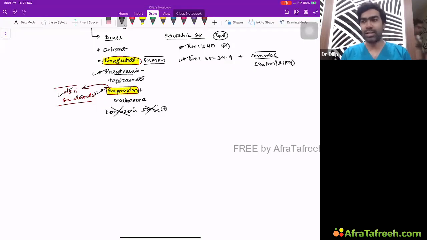A very common bariatric surgery that is done is the sleeve gastrectomy. That is done very commonly in India. But there are some other surgeries like banding that have been done.